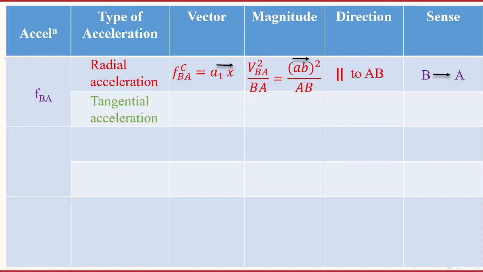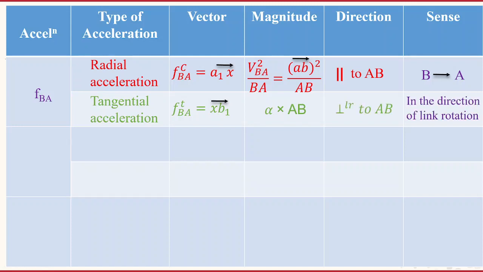Next, the tangential acceleration component. It is represented as FBAT, with vector representation xB1. Combining these two vectors, you obtain A1 to B1. The magnitude is alpha into AB, where alpha is the angular acceleration of the link AB and AB is the length of the link. The direction is perpendicular to AB, and the sense is in the direction of link rotation. With the information complete, you can construct the vector A1B1.